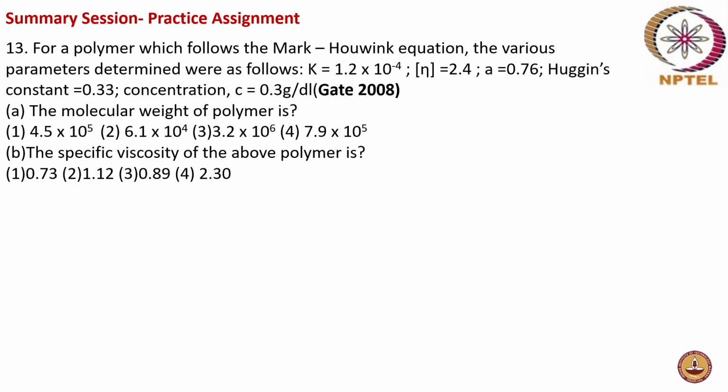Next, for a polymer which follows the Mark-Houwink equation, the various parameters determined were as follows. They've given K is 1.2 into 10 power minus 4, your a is 0.76, and they've also given Huggins constant as 0.33 and concentration C is equal to 0.3 gram per deciliter. This is a GATE 2008 question. They've asked what is the molecular weight of the polymer, and the second part of the question is the specific viscosity of the above polymer. So how do you approach?